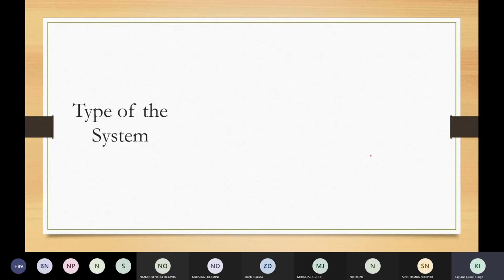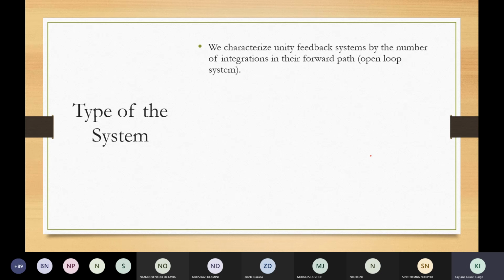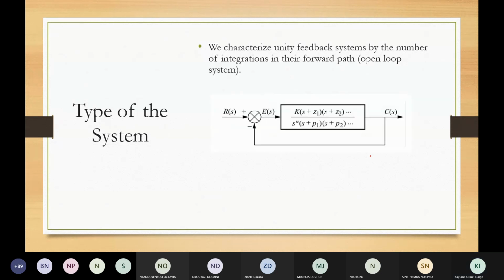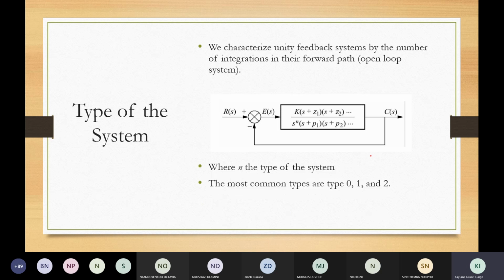Now we want to quantify the type of system in terms of n, the number of integrations. When we integrate once, twice, or many times, we consider the value of n to be equal to 0, 1, and 2. Just by knowing the value of n, we can talk about the type of the system.